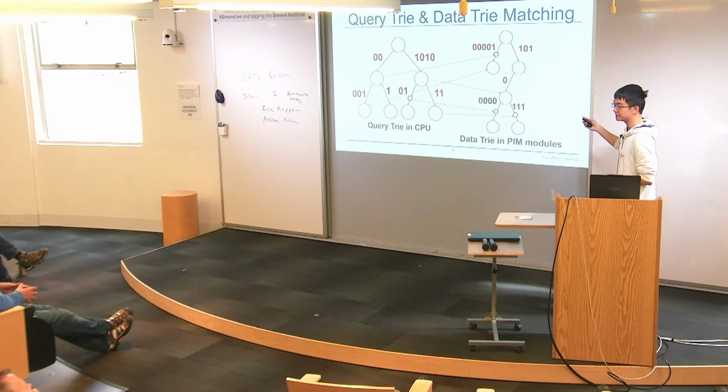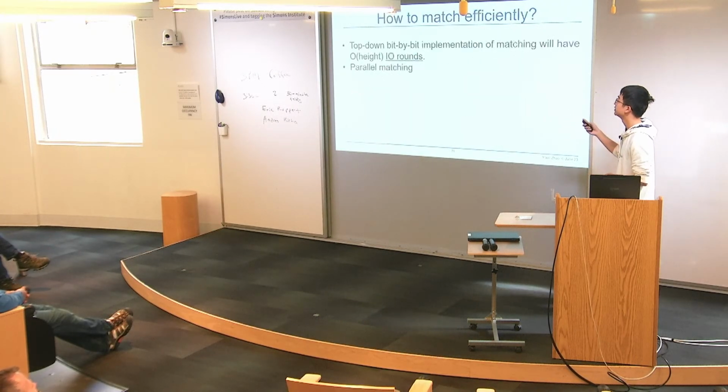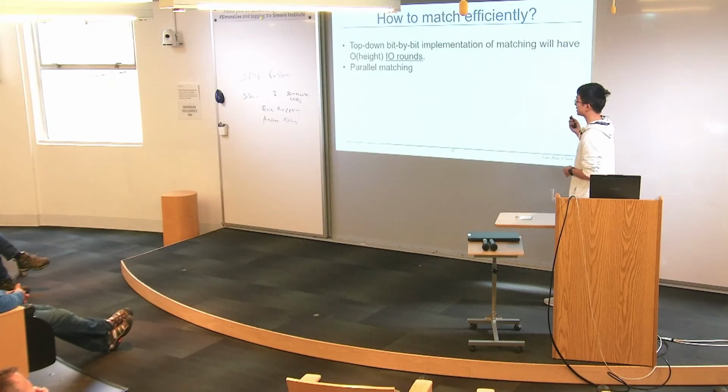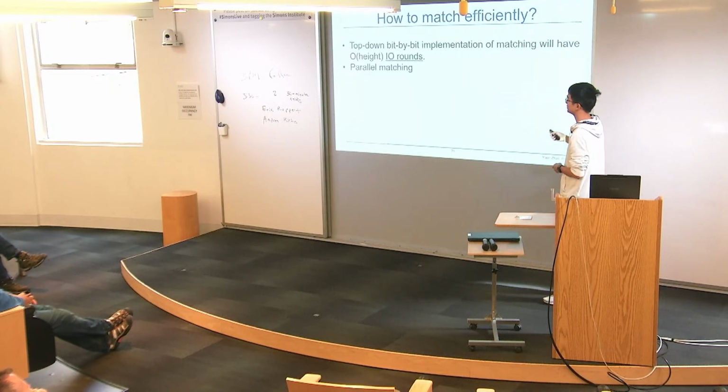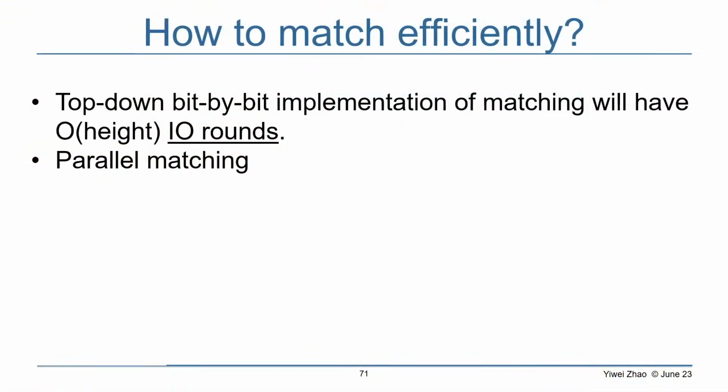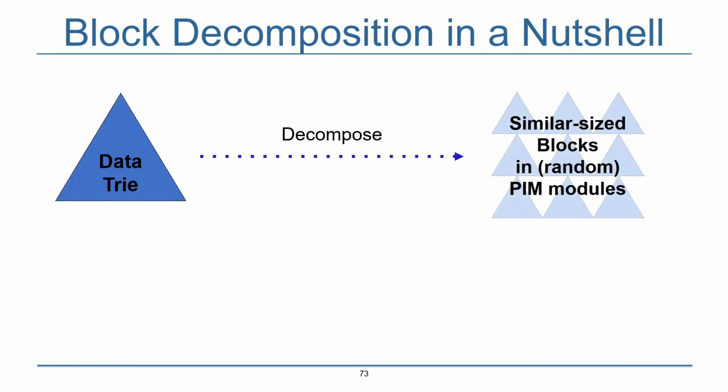So clearly this depth first search way of doing tree matching is slow because it can cause high IO rounds. Even if you try a simple parallelism, even if you go top down bit by bit, it's still high. So we want some kind of parallel matching. The idea we came up with is to use hashing to achieve that. We have a data trie here, and we try to decompose that into smaller parts. You can also understand this as smaller chunks. It's chunks of data.